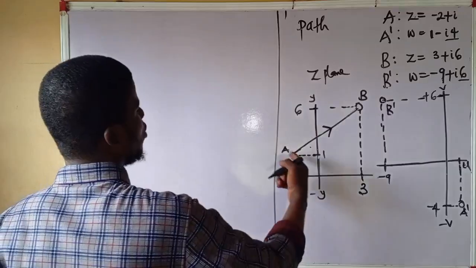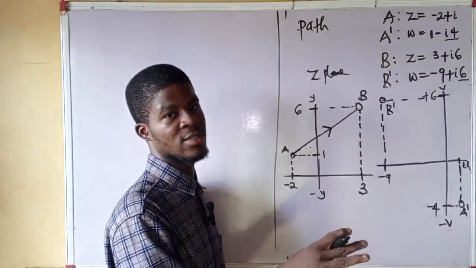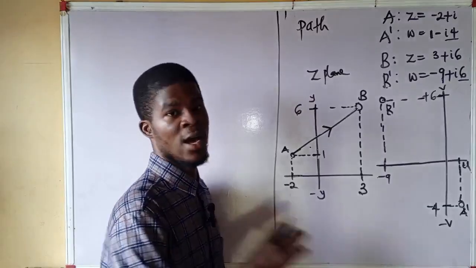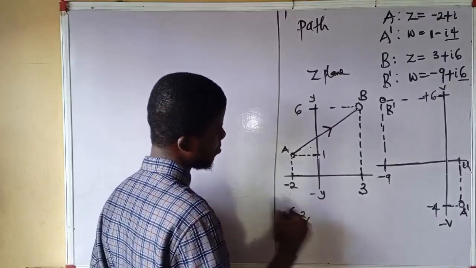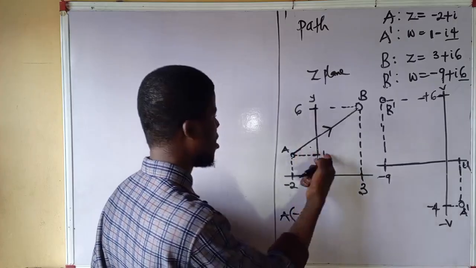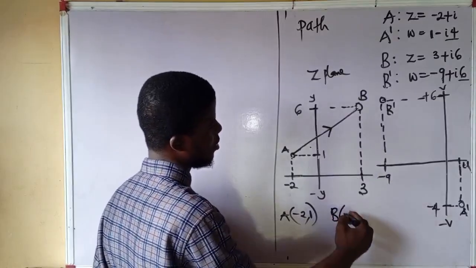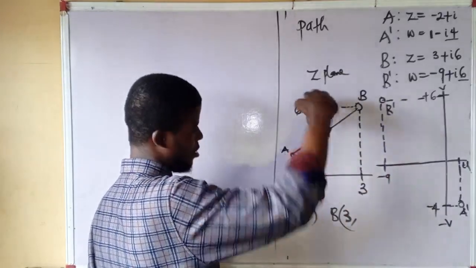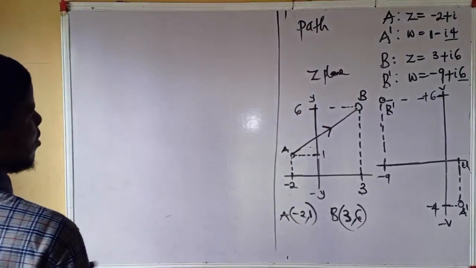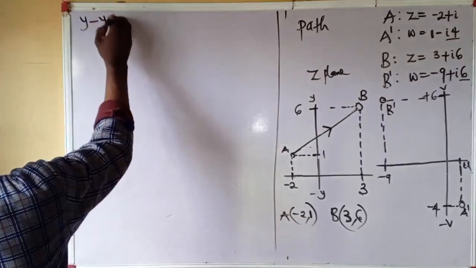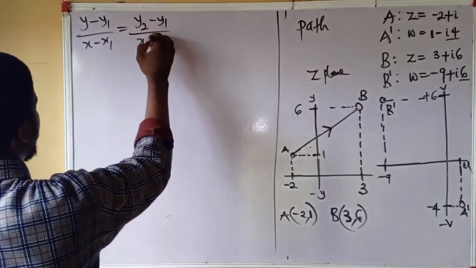First of all, I will determine the equation of this line in the Cartesian form. If this were to be x and y axis, normal x and y plane in the real axis, this point is minus 2, comma, then y is 1. Then B will be what? X is 3, then y is 6. So let's use this coordinate now to determine the equation of this line. Using the equation of the line under coordinate geometry, y minus y1 over x minus x1 equals y2 minus y1 over x2 minus x1.